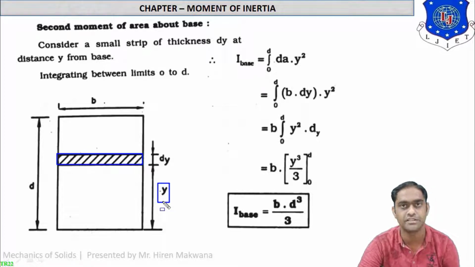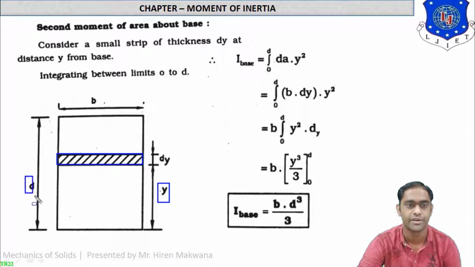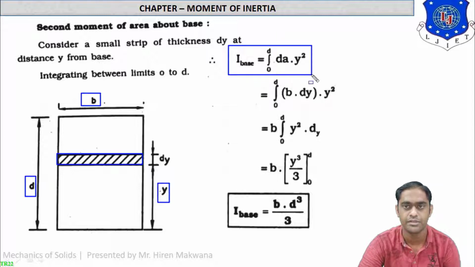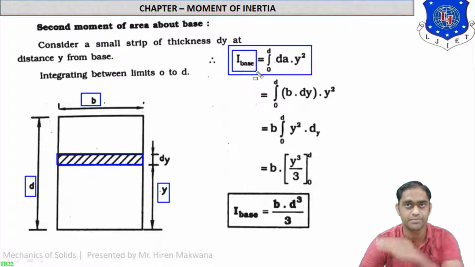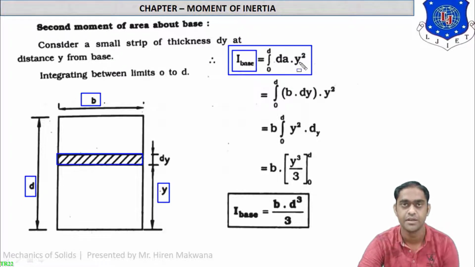In the previous case, the distance is from the centroid. This is the depth of the rectangle, d, and this is the width of the rectangle, b. Now what do we have to find? We have to find the moment of inertia of the same rectangle about the base itself, meaning the axis passing through the base. What is the area of the strip? dA into y square. The area of the strip is dA and the distance will be y from the base.